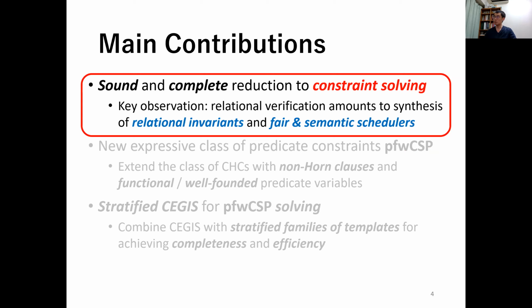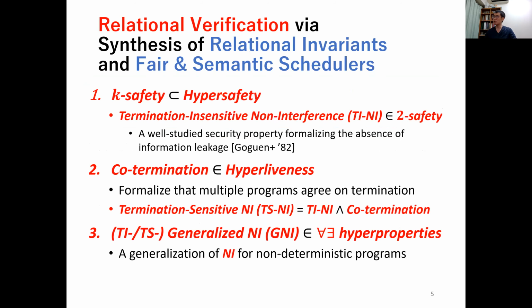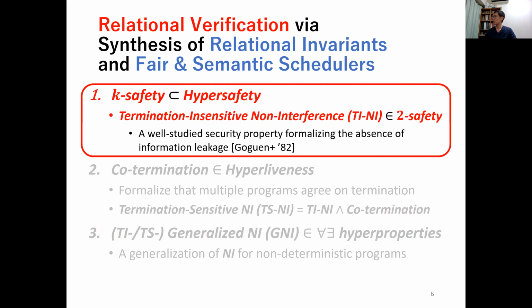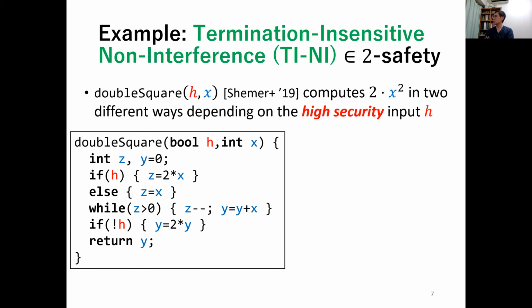All right. Having said that, let's go to the first main contribution, the reduction of the relational verification problem to constraint solving. To recap, these are the three classes of hyperproperties we are looking at, and let's go with the first one, k-safety. A prominent example of k-safety is TINI, termination-insensitive noninterference, and here's an example. This program, double square, takes a high security input H, a low security input X, and if H is true, then it sets Z to 2 times X. Otherwise, it sets Z to X.